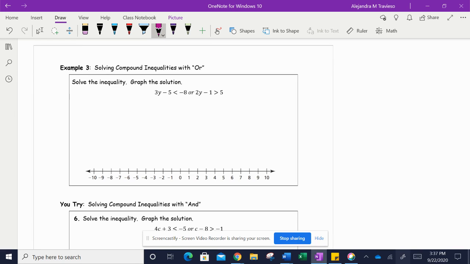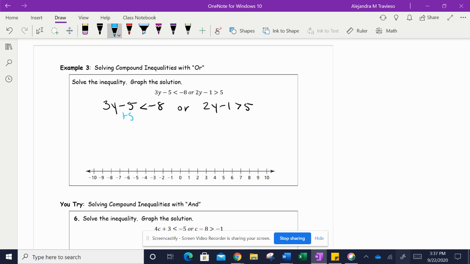Example 3. Solving compound inequalities with OR. Solve the inequality and graph the solution. So we have 3y minus 5 is less than negative 8, or 2y minus 1 is greater than 5. So we're going to solve both of them for y.